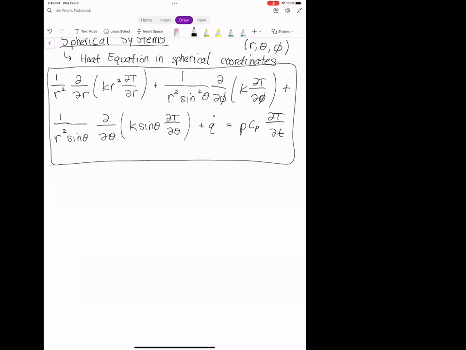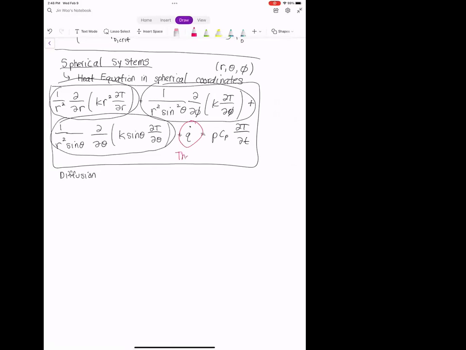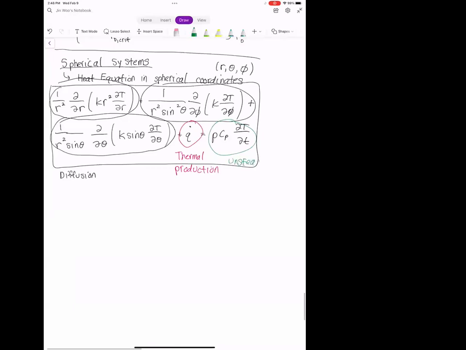Just like we did with the cylindrical systems, I'm going to label each of these terms. The terms I'm circling in black are all the diffusion terms, and those match up with the second order derivatives we were working with before. This Q dot is our thermal production. And this one right here is our steady or unsteady term.